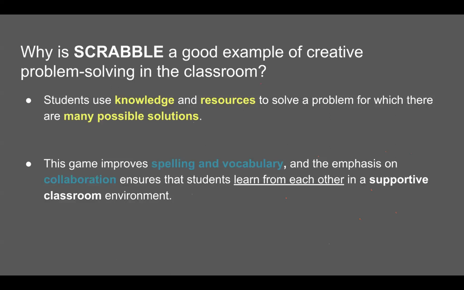So why is Scrabble a good example of creative problem solving in the classroom? Well, again, there are many possible solutions, and you can use resources. You can use a dictionary. The students are looking through books to find the best choice. And this game is very good for spelling and vocabulary. And I also like that students learn from each other.